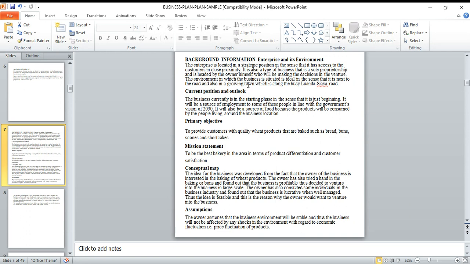Then we go to background information where we have enterprise and its environment, current position, mission statement, conceptual, and assumption.